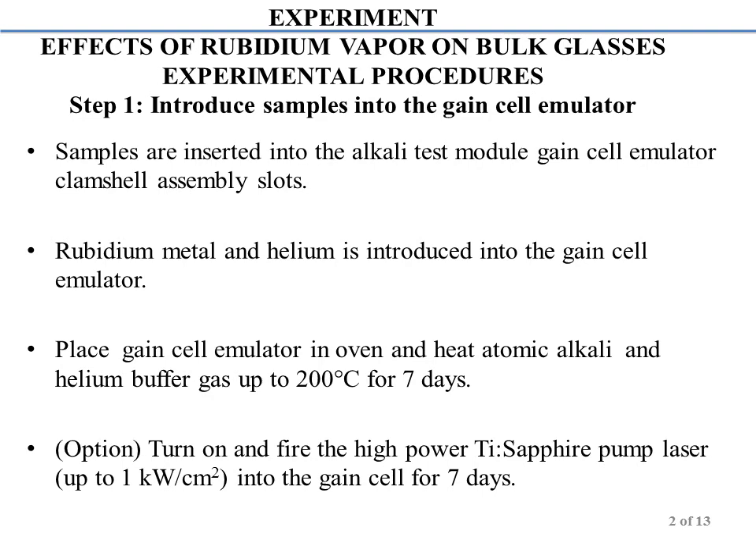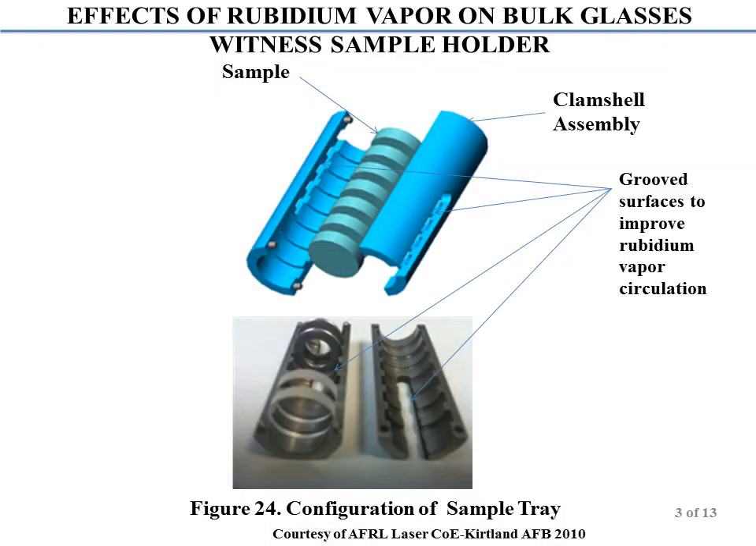So this is the witness sample holder, the clamshell assembly, showing the groove positions, designed to improve circulation of the rubidium vapor while the assembly is inside the gain cell. In the background there are stainless steel samples used for fitting and just to carry out the experiment setup initially.